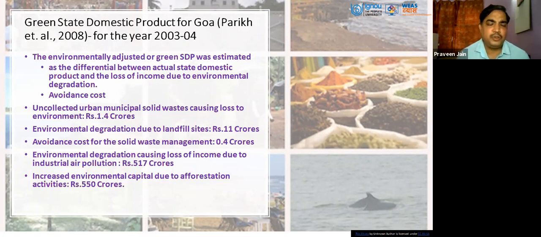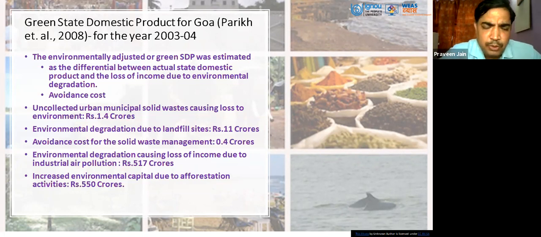Avoidance cost means the expenditure to minimize the impact of pollution. If there is a health effect and a negative effect, to reduce the pollution of air or water, there is sometimes some expenditure from the government, and that is called the avoidance cost.